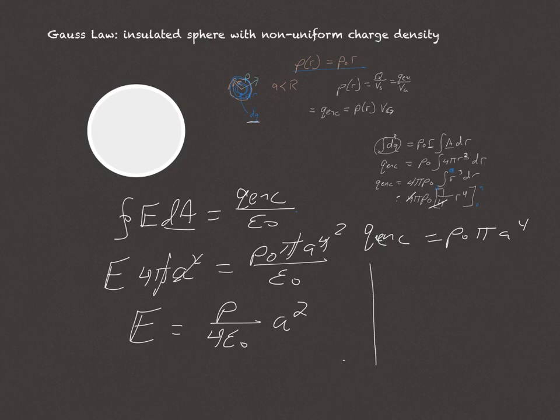If we were to graph that, up to the radius, we would get a squared function. And we know that after we exit the sphere, it drops off as 1 over r squared, because it acts like a point particle.